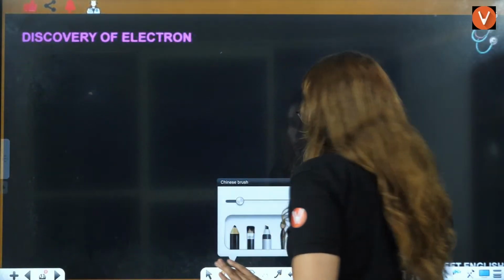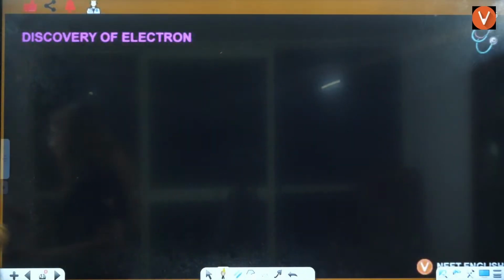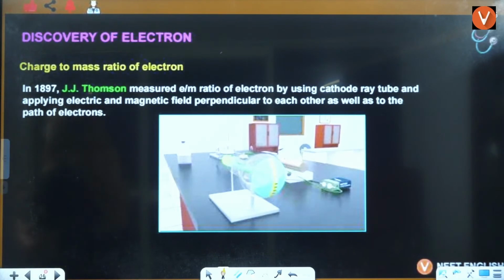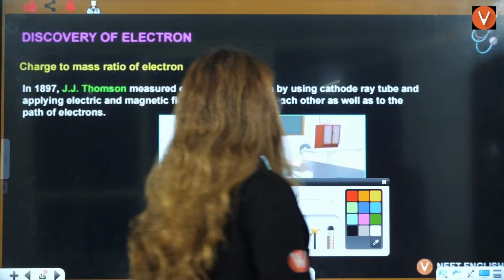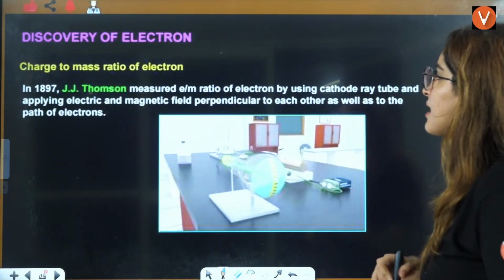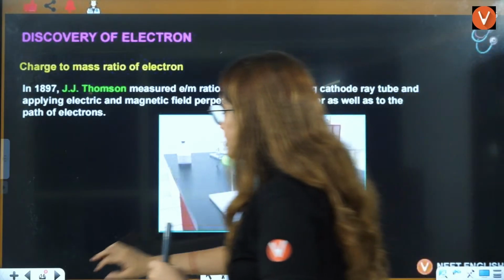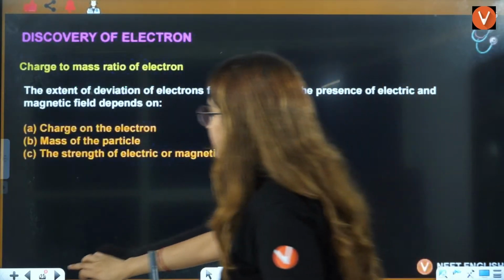Okay. So that was about the discovery of the electron, students. Now let's talk about J.J. Thomson's charge to mass ratio. This is not covered in much detail in your syllabus, right? What you have to remember is that J.J. Thomson did an experiment. What was the experiment? The experiment was like this.